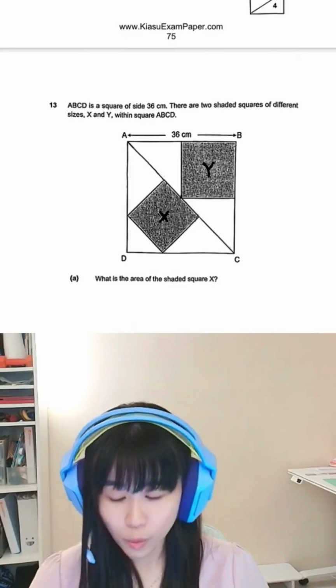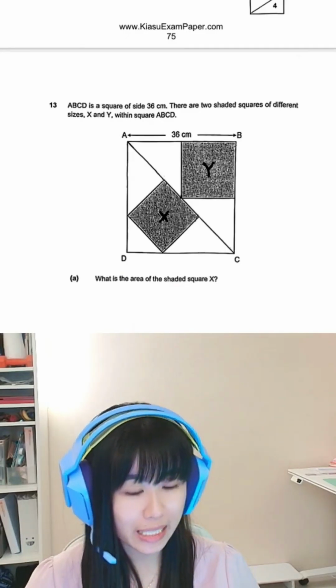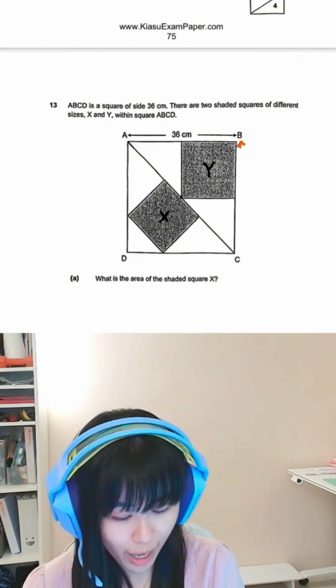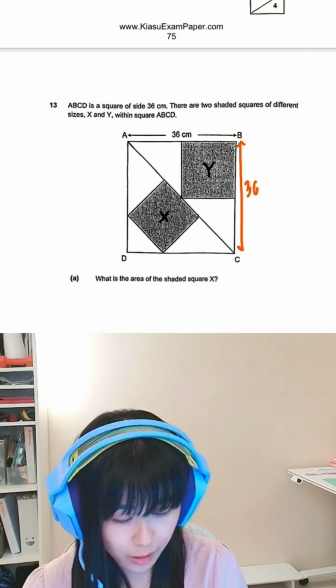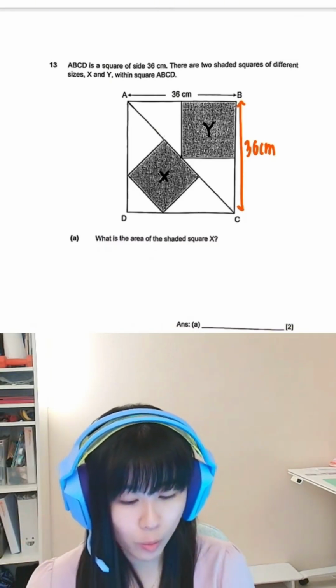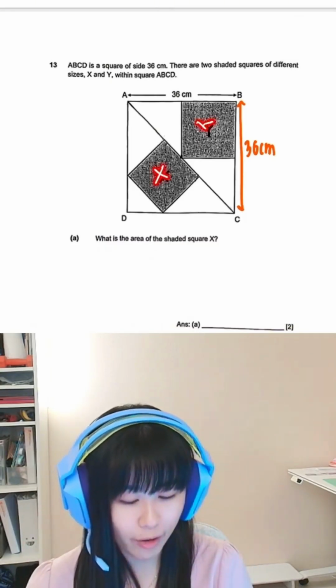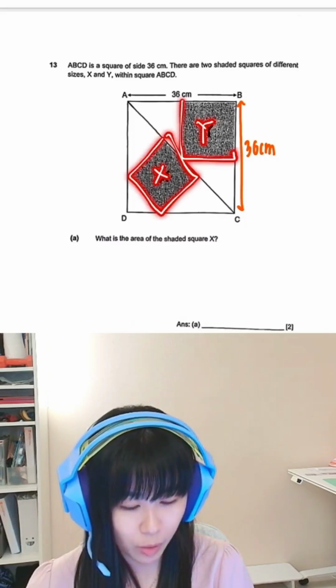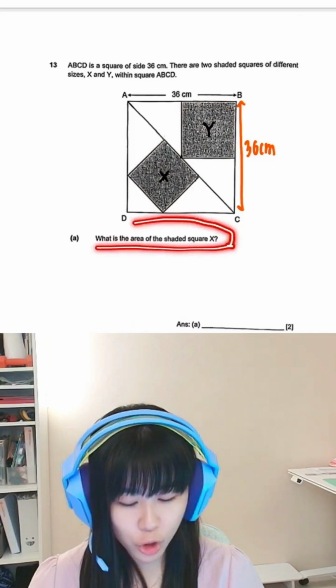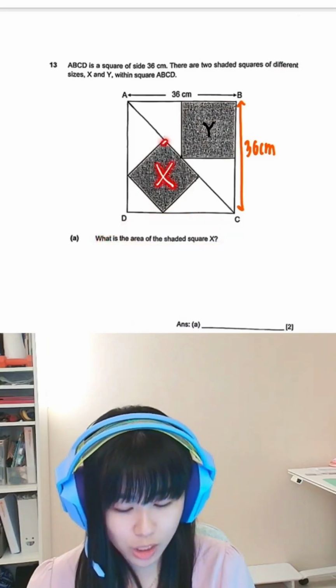13. We have ABCD, a square of side 36 cm. So they show you a square. So 36 cm, 36 cm. There are 2 shaded squares of different sizes, X and Y, within the square ABCD. So your X and Y, they are different sizes by the way. They will tell you different sizes. What is the area of the shaded square X, which is this one?